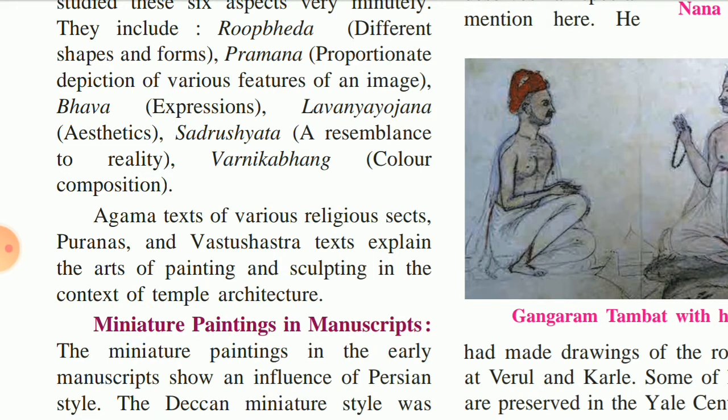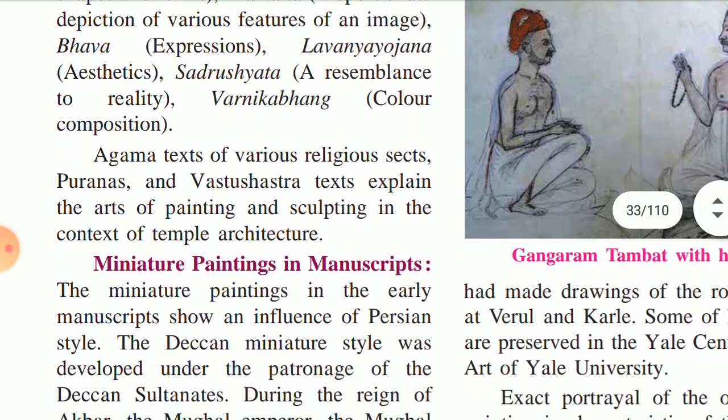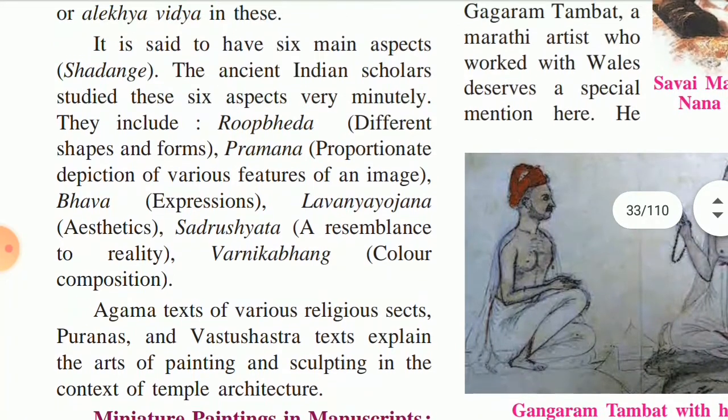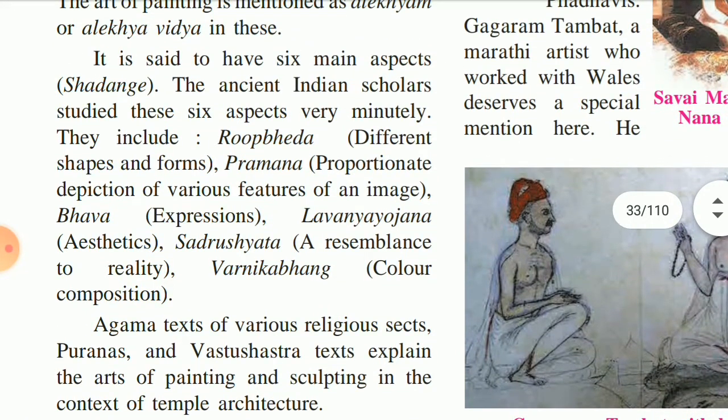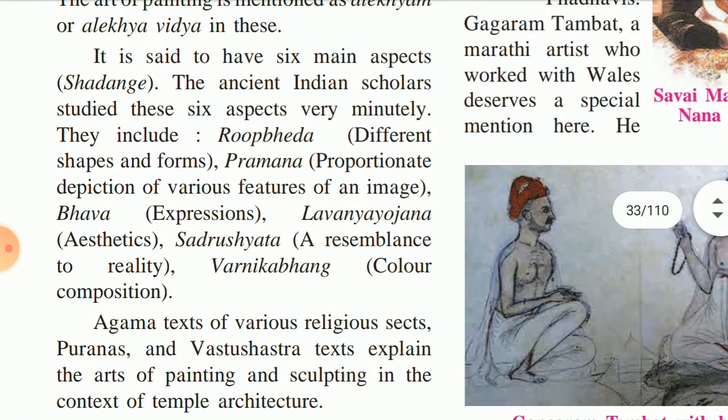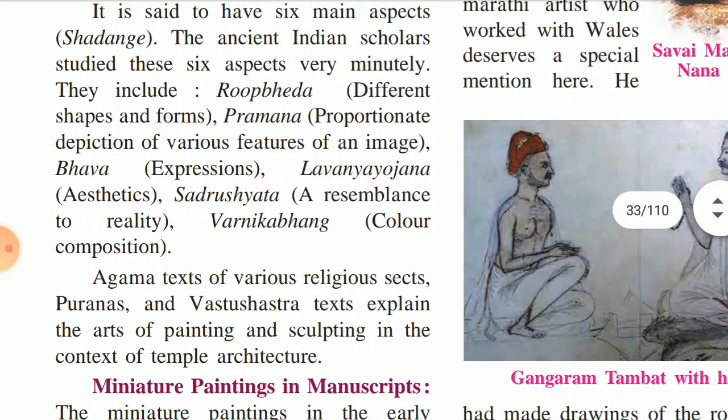So this is the fifth anga, and the sixth anga is varnika bhanga, that is color combination. And we know that color combination is very important in the painting, in the drawing. So these shadangas, or the main six aspects of art, are very important.